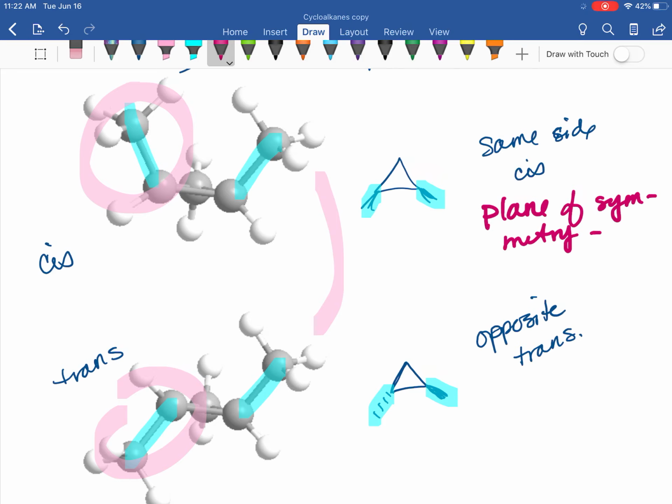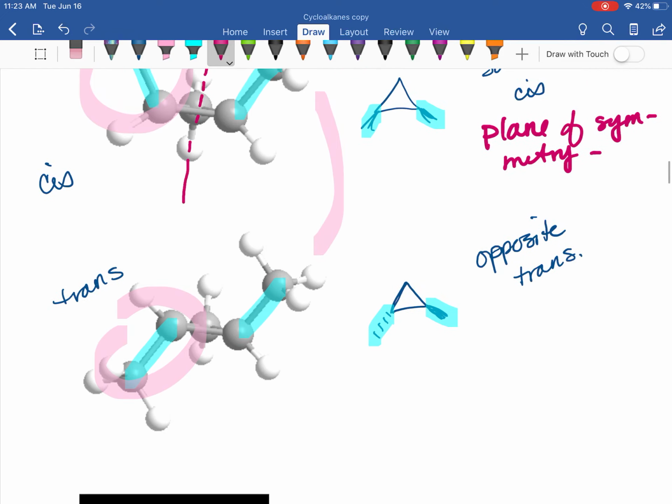A plane of symmetry is when you literally can put a mirror right down the middle of your structure, and you have literally what looks like the mirror image on both sides. It looks like this half looks exactly like this half. So it's sometimes called a mirror plane or a plane of symmetry. And you'll often just draw a line where that mirror would be. They're literally the same side. It would be like holding a mirror up right here. Okay, then what about trans?